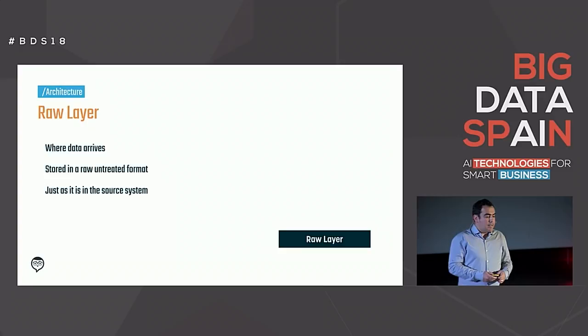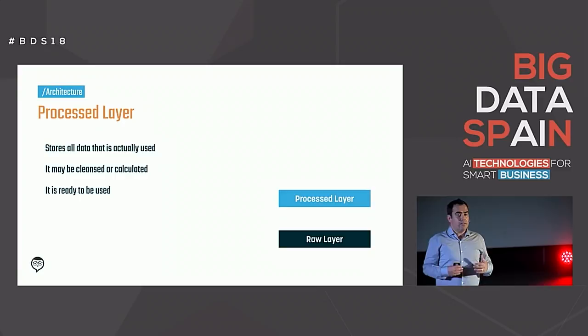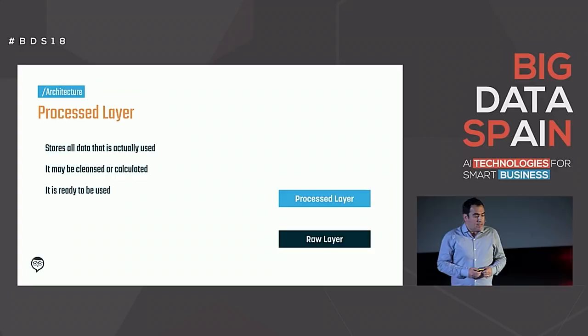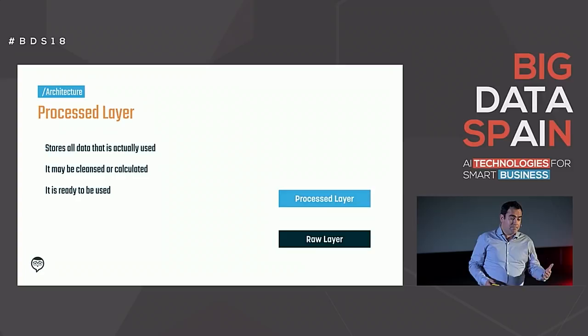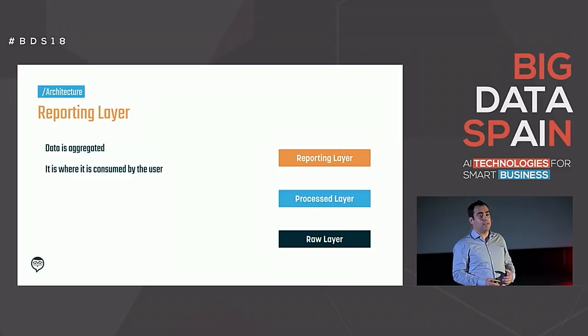The second layer would be the process layer. Here it stores all the data that is actually used. We don't have all of the data from the raw layer, just the things that are being used are moved, or should be moved, to the process layer. It might be cleansed data, maybe calculated data, and this data is ready to be used. The third layer would be a reporting layer. Here, data is aggregated in order to be consumed, and it is where it's consumed by the user.